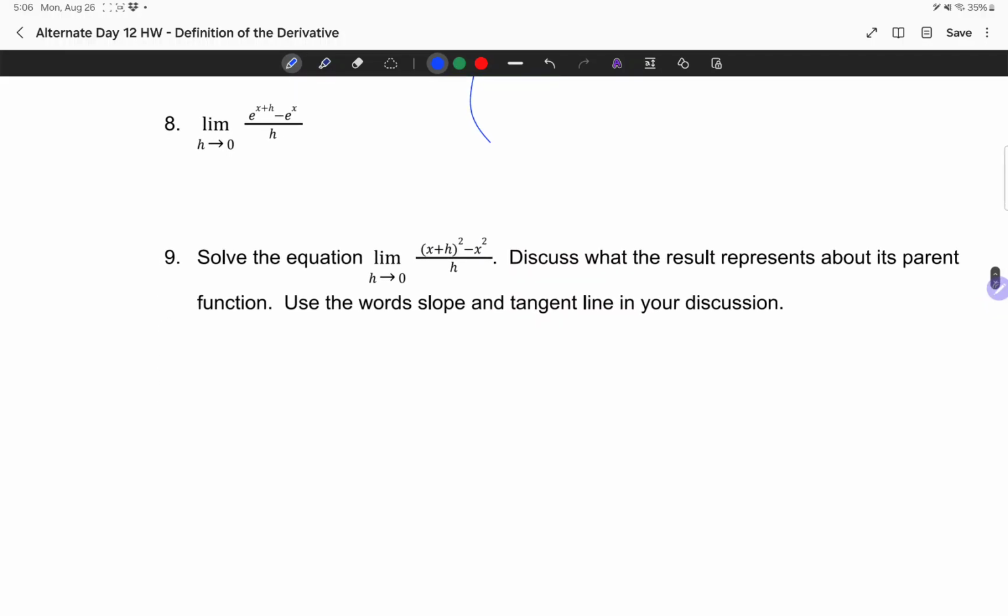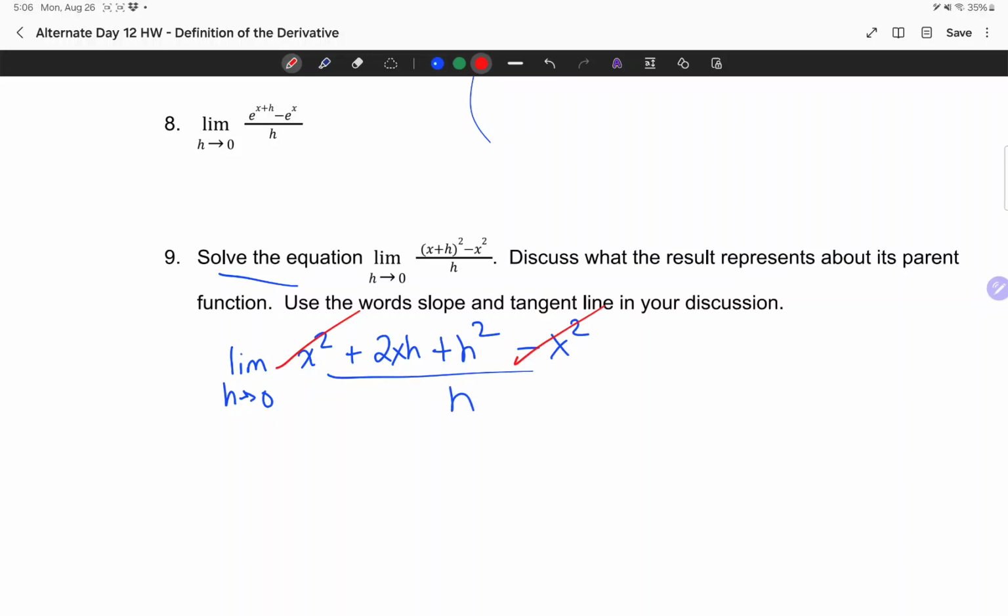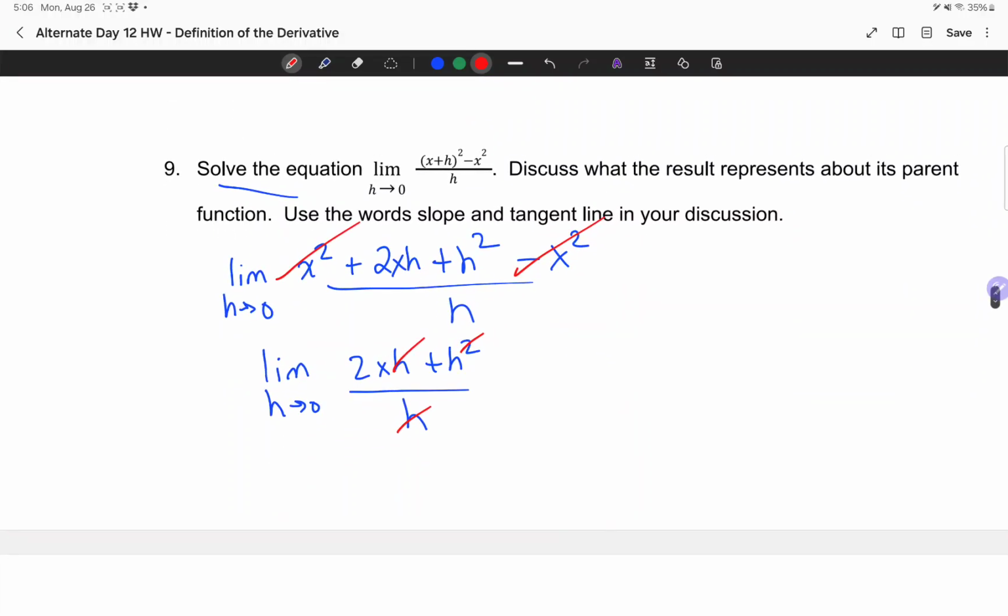Okay, for number 9, it says solve the equation. So we're actually going to expand this out. The limit as h approaches 0, we're going to FOIL out. So we get x squared plus 2xh plus h squared, if we FOIL that out, minus x squared all over h. Those are going to cancel out. We get the limit as h approaches 0 of 2xh plus h squared all over h. We can cancel out an h everywhere we see it since it's in every term.